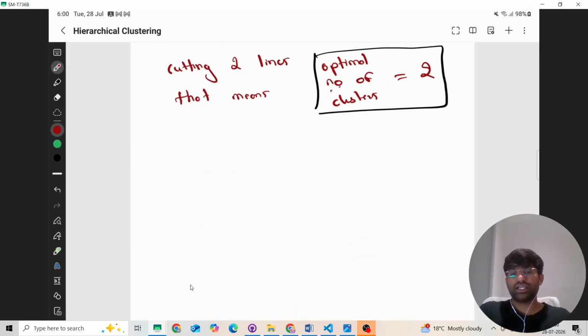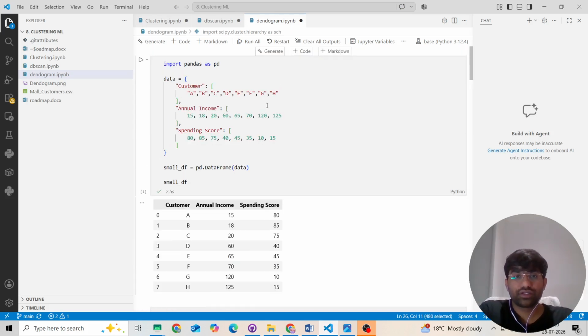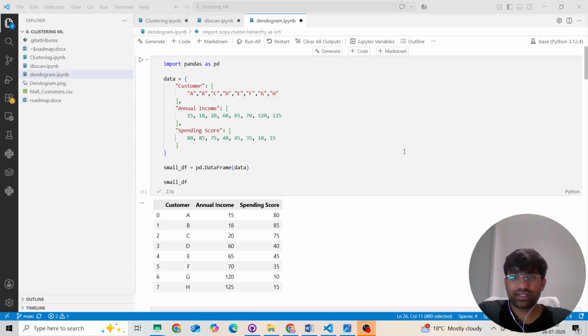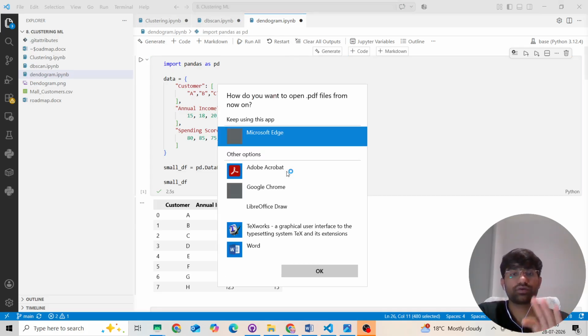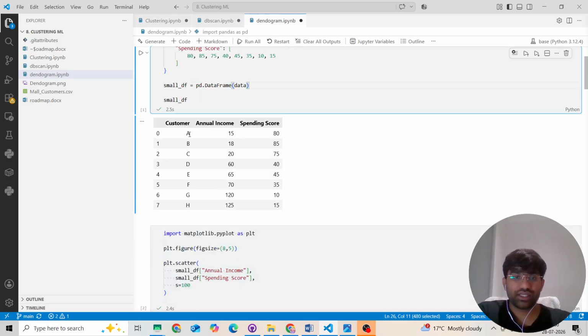For better understanding, I will show you the practical. I have designed a dendrogram for you. See here. I have created this data set. This is not our original data set where we are going to build our agglomerative hierarchical cluster model. This is a dummy model I have created to explain the dendrogram, where I have customers A, B, C, and D up to H, with their annual income and spending. I will do clustering on this.